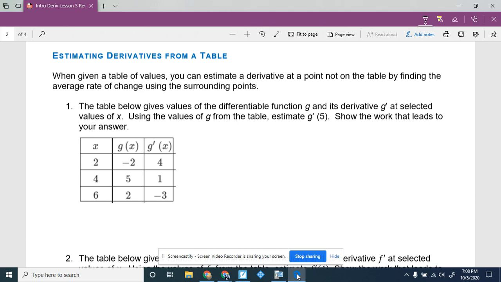Welcome back. All right, so now we're going to continue with estimating derivatives in some other ways. So, how to estimate a derivative, and we'll start with the table.